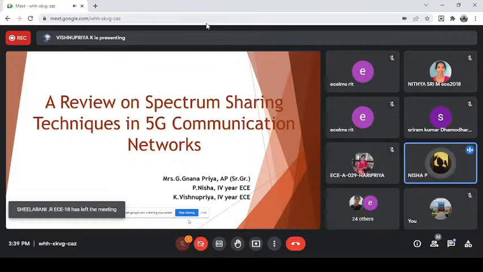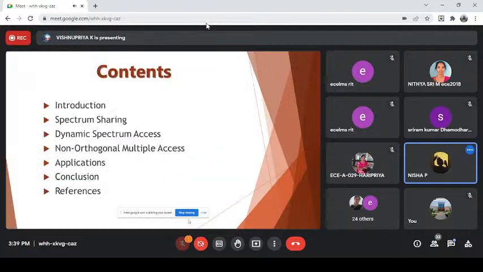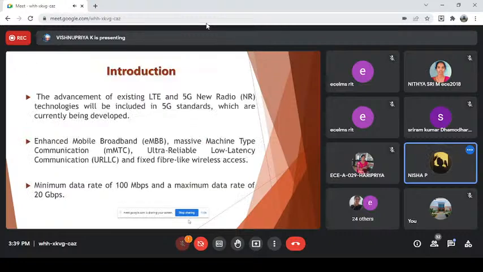Today we are going to present about a review on spectrum sharing techniques in 5G communication networks. These are the upcoming contents we are going to see. Introduction. 5G is a next generation mobile communication technology that offers more capacity and data rates than the previous generation, that is long-term evolution. Existing LTE and 5G new radio technologies will be improved and included in the 5G standards that are currently being developed.